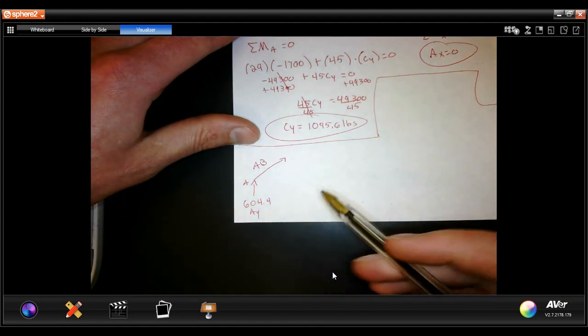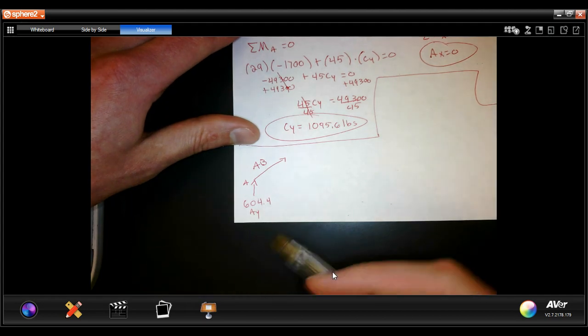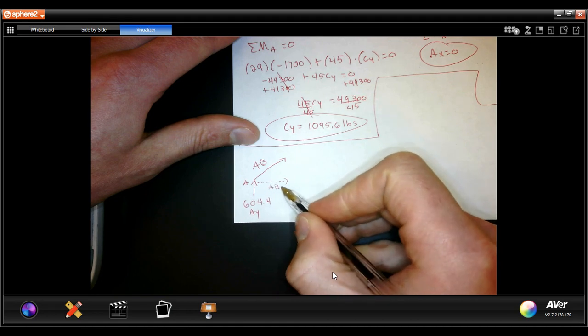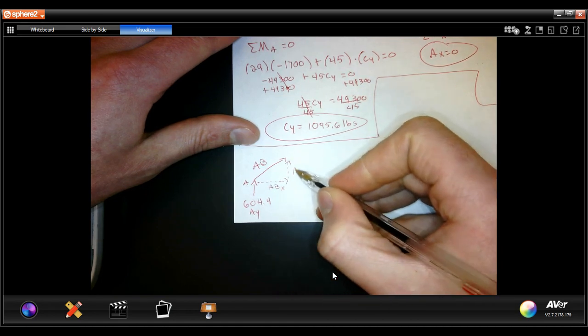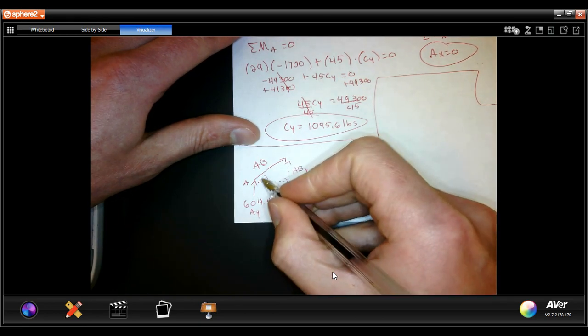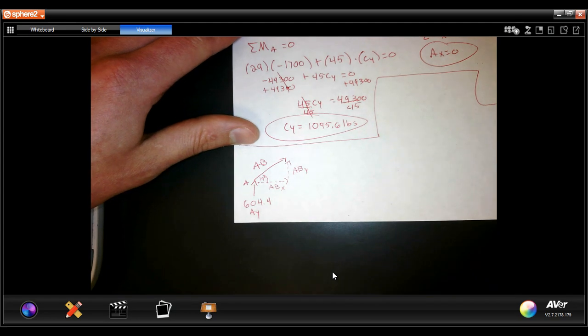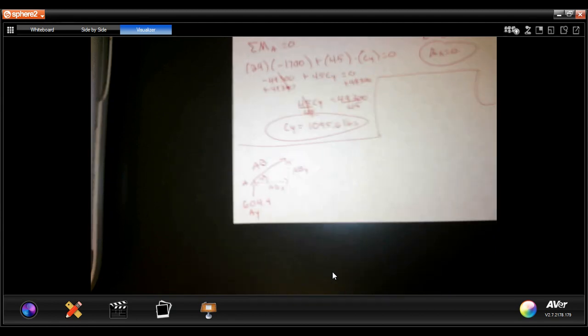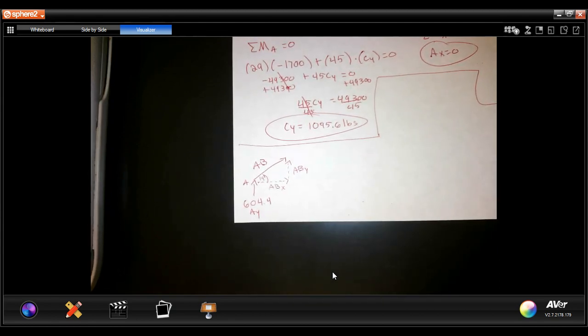In AB, you could draw the component forces of AB. AB really consists of ABX and ABY because it's happening at a diagonal, and we know that that's 19 degrees. We just found that. So the very first thing to do now is we need to set up equations for AB in the x direction and AB in the y direction. To do that, we just use a simple trig equation.